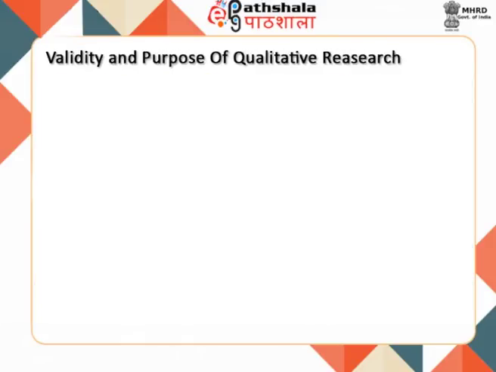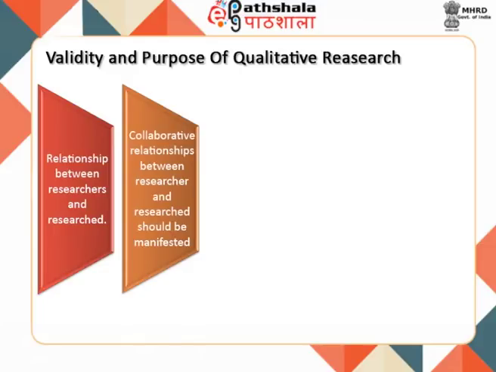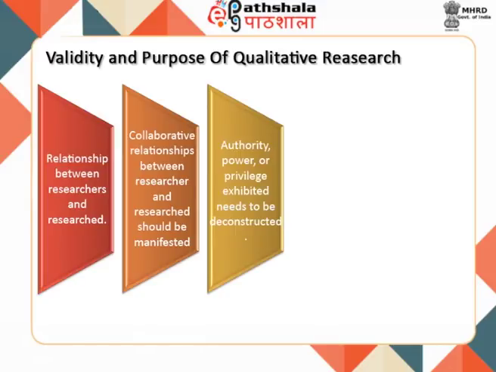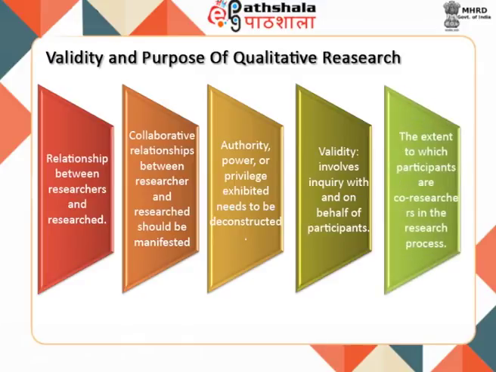In praxis or social change, the purpose of qualitative tradition, the main focus lies in the relationship between researchers and researched. It assumes that in order for authentic change to occur, collaborative relationships between researcher and researched should be manifested during and after the research process. This purpose announces that authority, power, or privilege exhibited from the side of the researcher needs to be deconstructed. Validity as a process in this purpose involves inquiry with and on behalf of participants. Validity claims are determined by the extent to which participants are co-researchers in the research process.